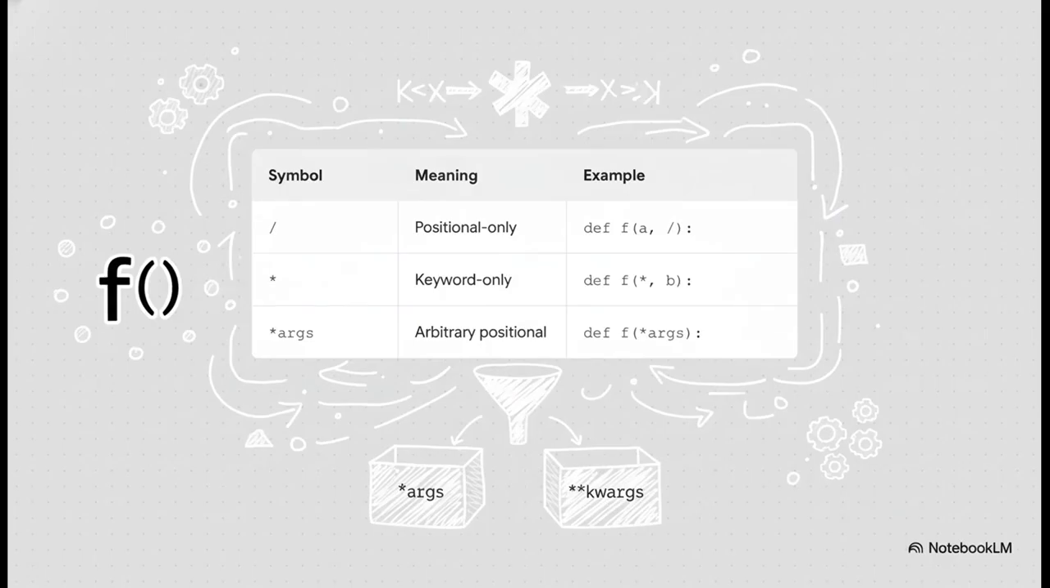And to make all this happen, Python hands developers this amazing toolkit. With special syntax like the slash, the asterisk, *args, and **kwargs, you can design a function to handle pretty much anything. Positional-only arguments, keyword-only arguments, or even a totally random number of inputs. This is a huge deal, because that lets you build these incredibly adaptable tools without writing tons of repetitive code.